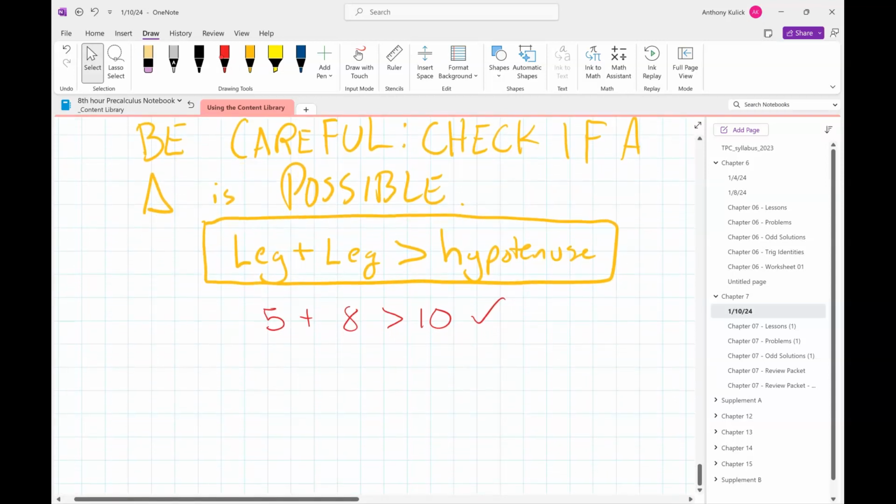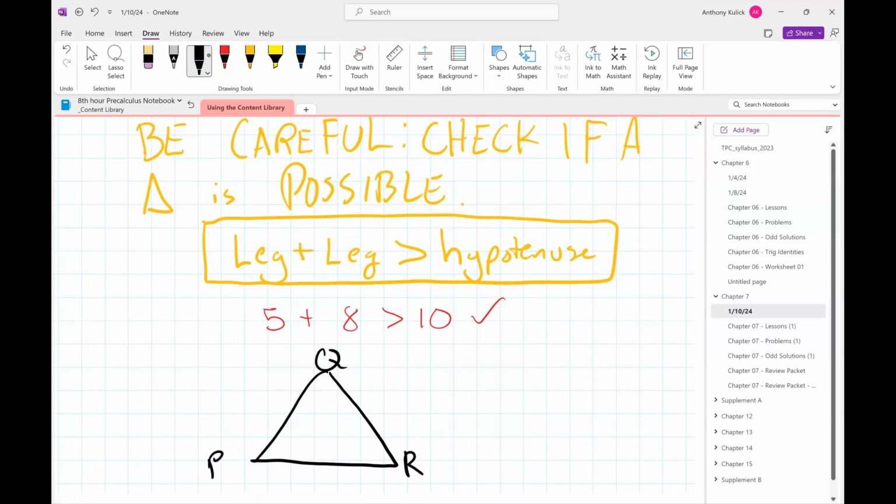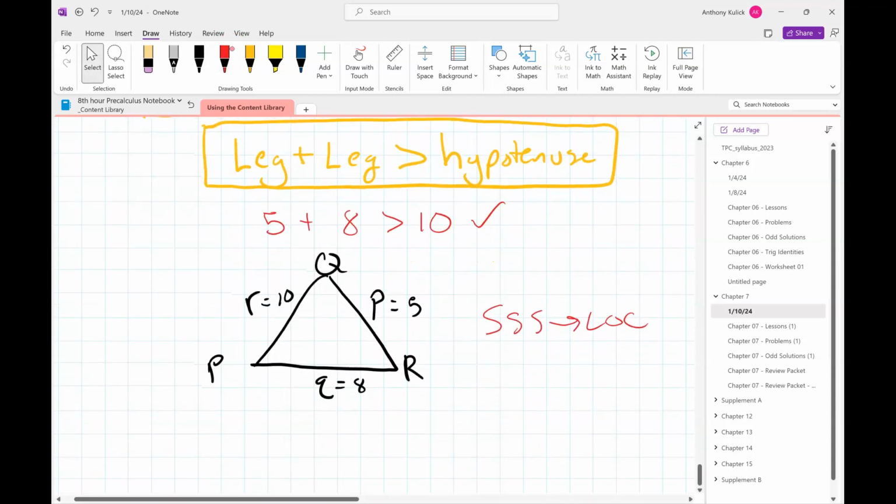So let's draw our picture then, since we know it's possible. So PQR, P is 5, Q is 8, R is 10. We identified that this was SSS, so we need to do law of cosines here. The order we solve for angles always matters.